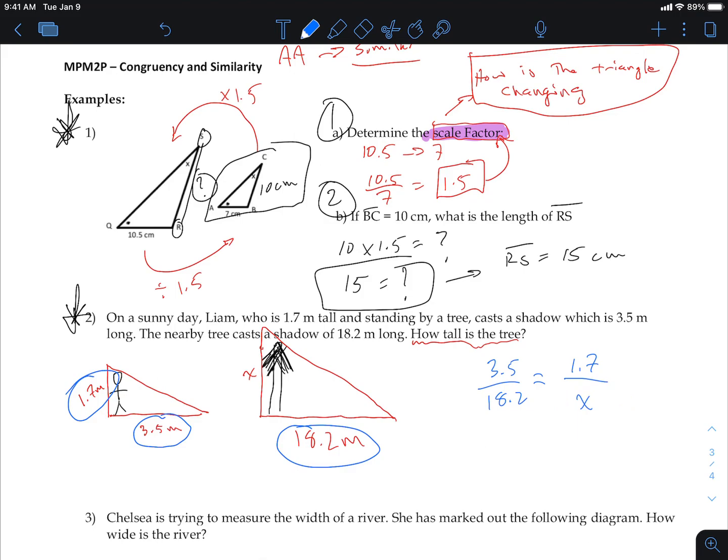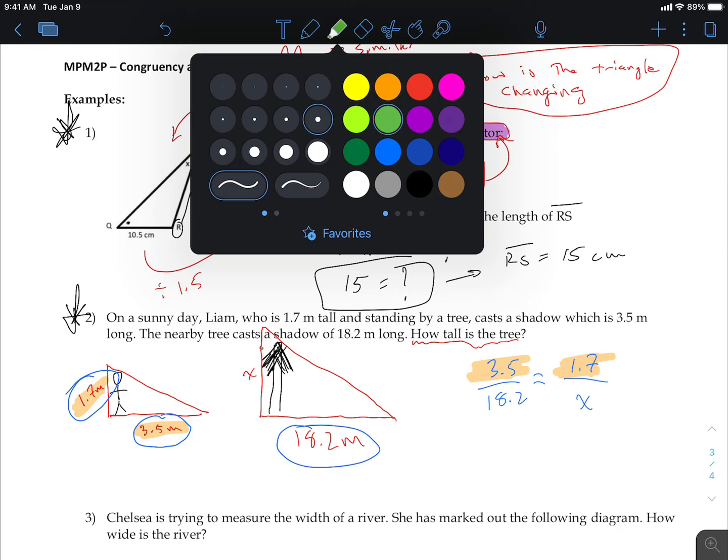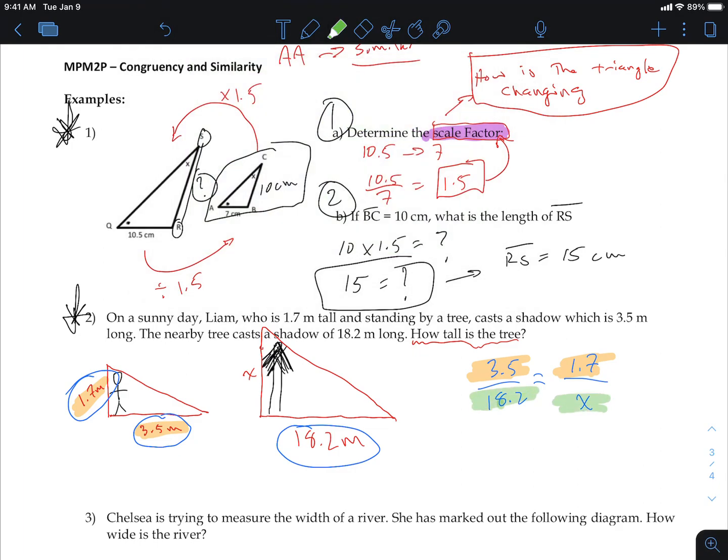The other thing I want you to be aware of is that I always try to make sure that information from one triangle stays on top, and information from the other triangle stays on the bottom. Top or bottom doesn't matter, they just have to match. I try to keep them separate. That's just my way of doing it. Now, what you're going to do here is just solve.